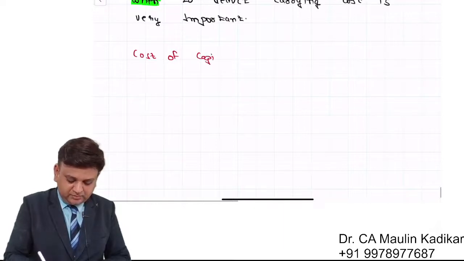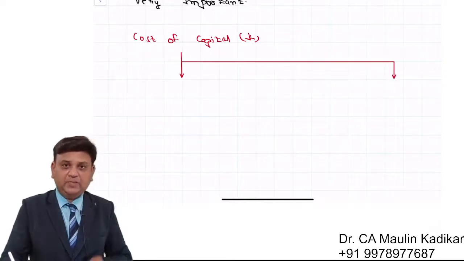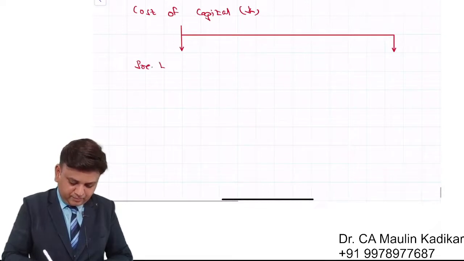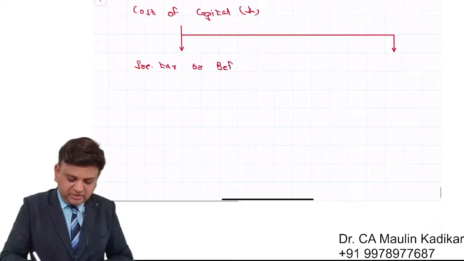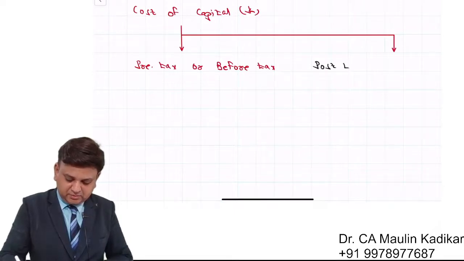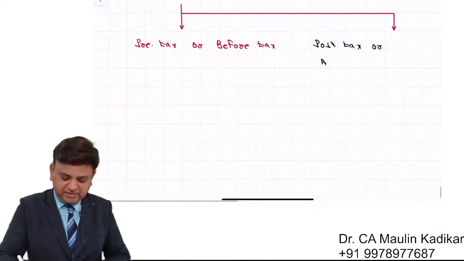Cost of capital, in bracket write down K. One of the two pieces of information will be there: pre-tax, or it is given a name as before tax. Post-tax, or it is given a name as after tax.